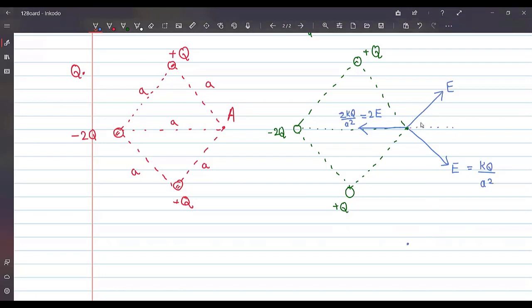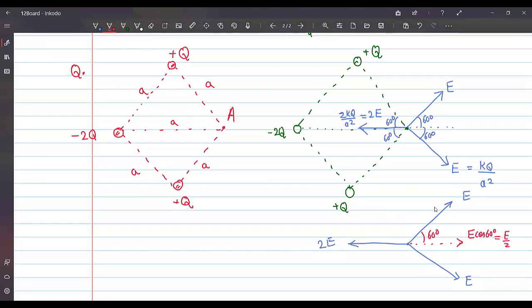And here, the angle between this is 60 degrees, this 60 degrees. So what I can do, I can apply the concepts of vectors. So this is 2E, this is E, this is E. So I will take the component, and the component of E along the horizontal will be E cos 60. E cos 60, that is E by 2. And component along this direction will be E sin 60.